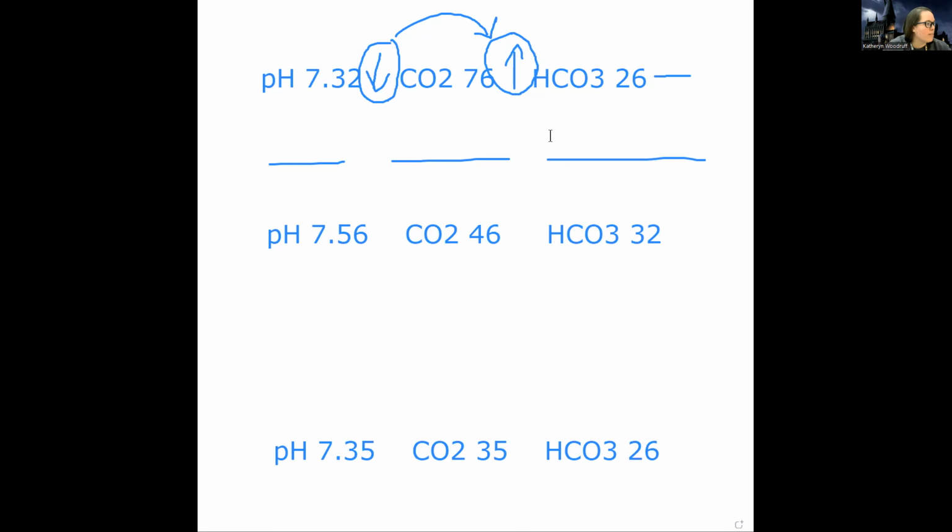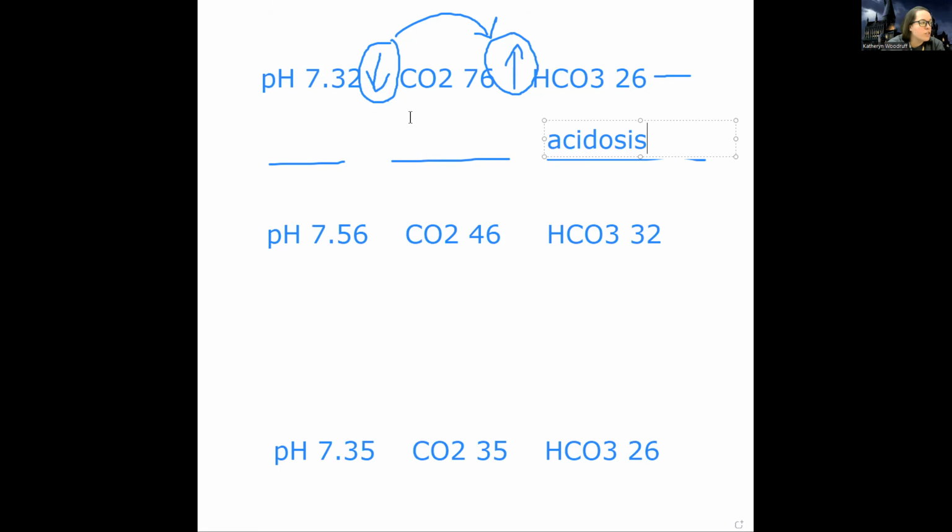Let me back up. First step is I look at my pH. Am I in a state of acidosis or alkalosis? I am low, so since my pH is low, I'm in a state of acidosis. If this is less than 7.35, I'm in a state of acidosis. If it's greater than 7.45, I'm in a state of alkalosis. The next step, like I said, is I make my arrows and see what is normal or abnormal and compare my pH and my CO2.